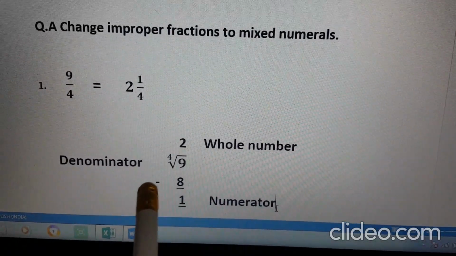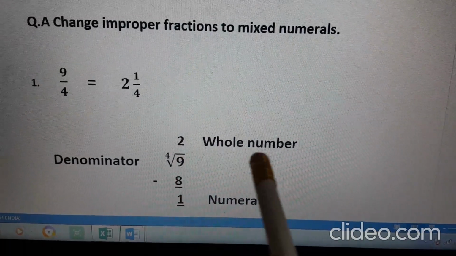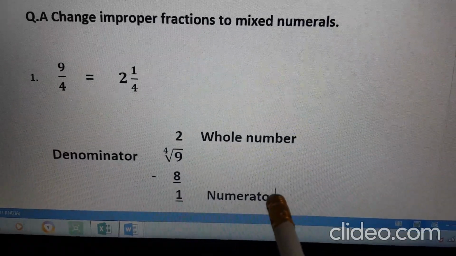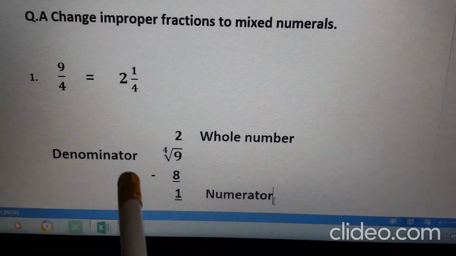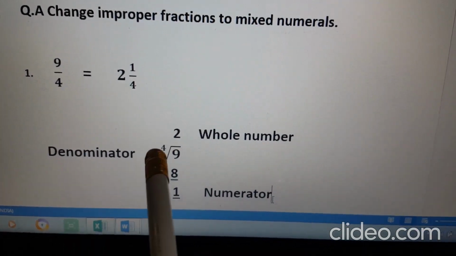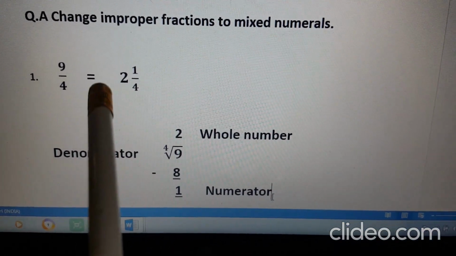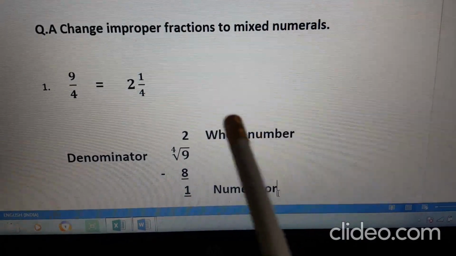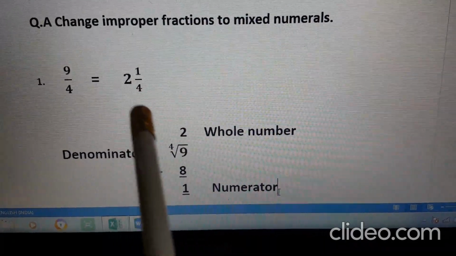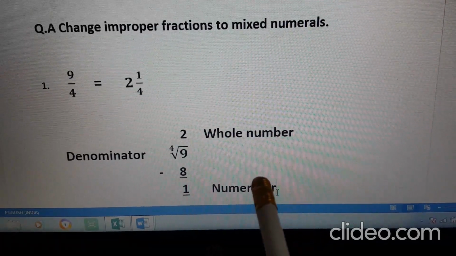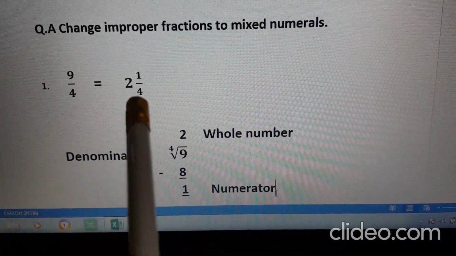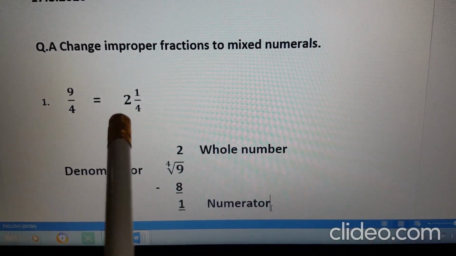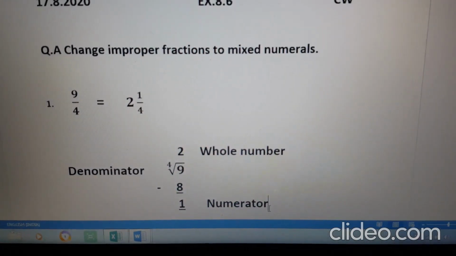So when we write in fraction, quotient becomes whole number. Remainder becomes numerator. Numerator is remainder and divisor is denominator. So in fraction how to write? 2 whole 1/4. Whole number is 2. Numerator is 1 and denominator is 4 which is divisor. So the mixed fraction is 2 whole 1/4.